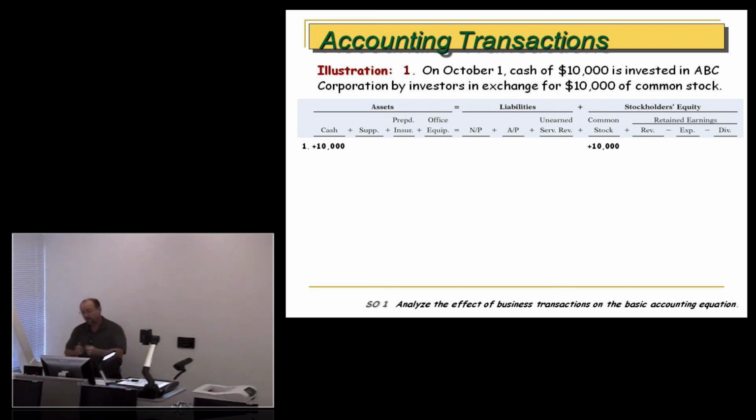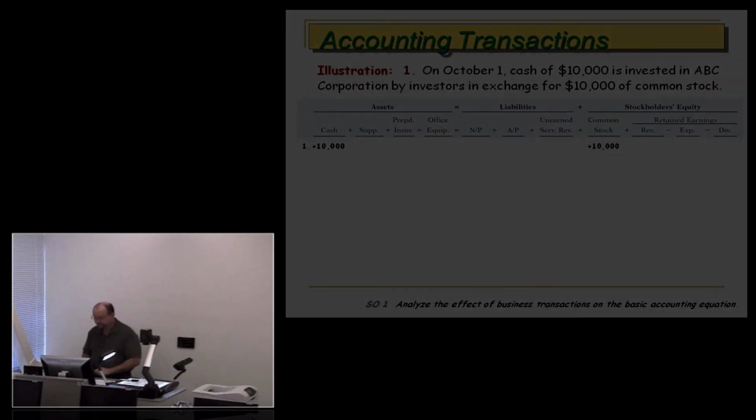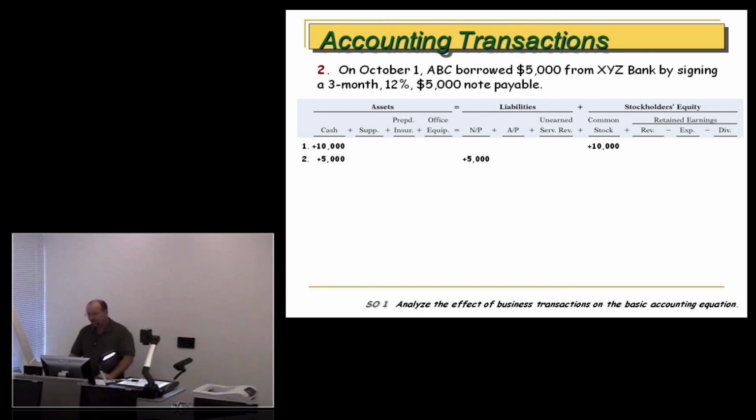dividends. Okay, so here's our first transaction. Later on, we'll see what this looks like as a journal entry. Okay, so we've funded the company. We've injected money into the company, and now before we can start providing services, we typically have to buy supplies, equipment, etc. Okay, on October 1st, we borrowed some money.